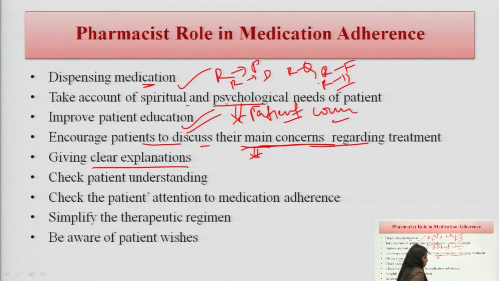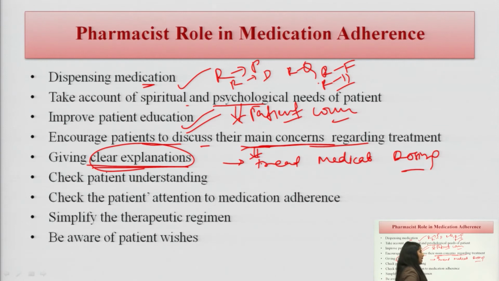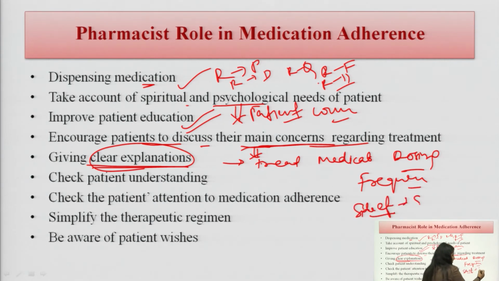Now, giving clear explanations is also an important part, and after giving the clear explanations, we have to know that the patient is actually understanding what the pharmacist wants to tell. So, give a clear explanation about the treatment, what the medications are, the dosing, the quantity, how many times the patient has to take the medication, meaning the frequency. And there are some medications which cause a little side effects like sedation.